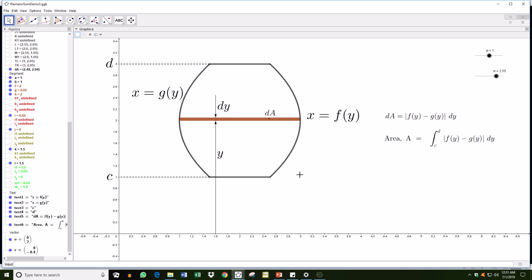As simple as that. Okay, I'm going to work a few problems to solidify this concept, and that's going to be part two.